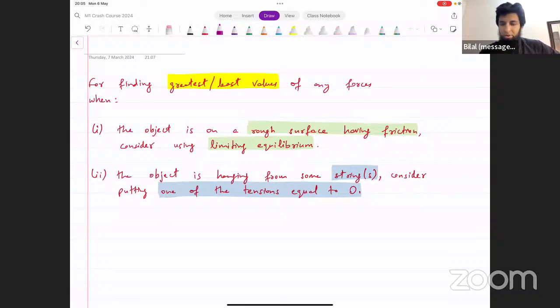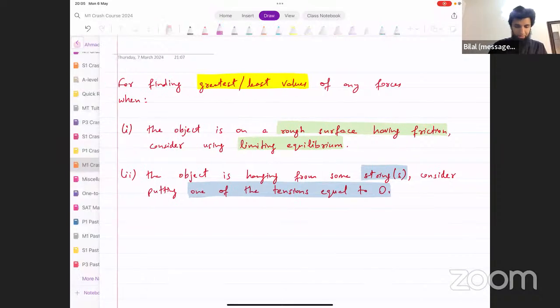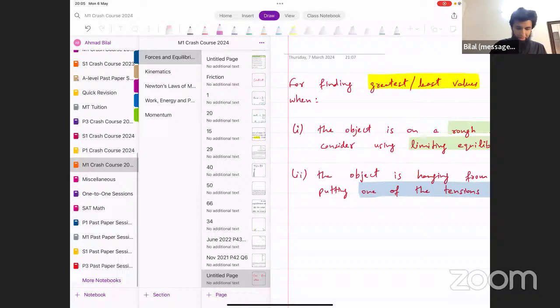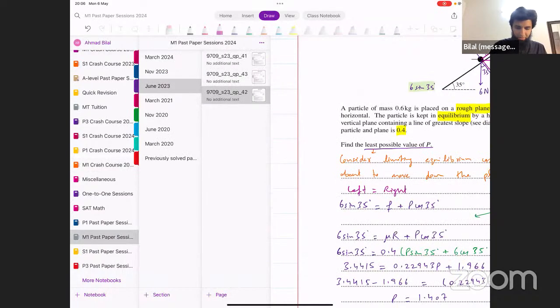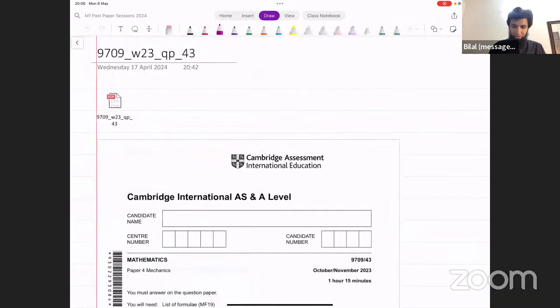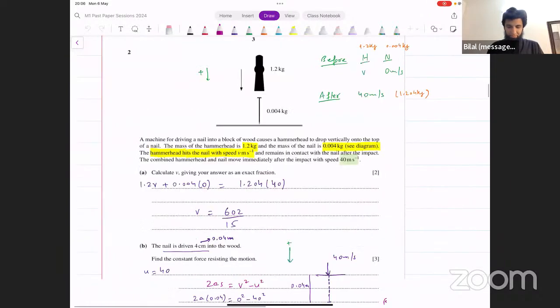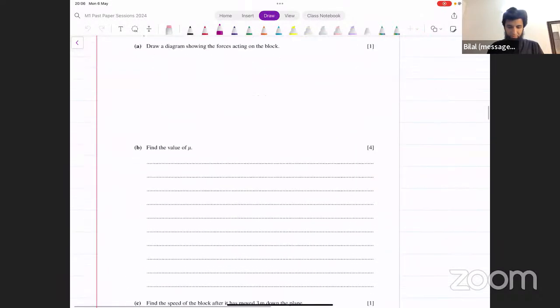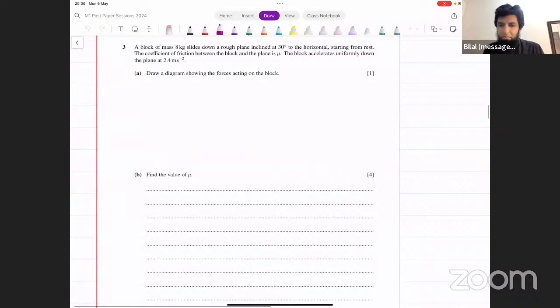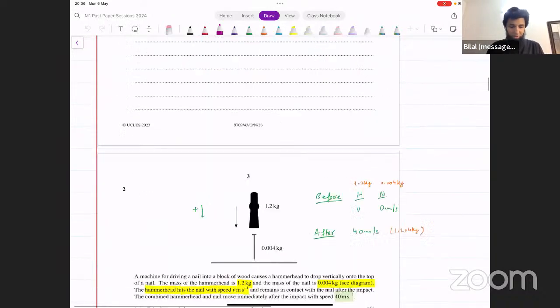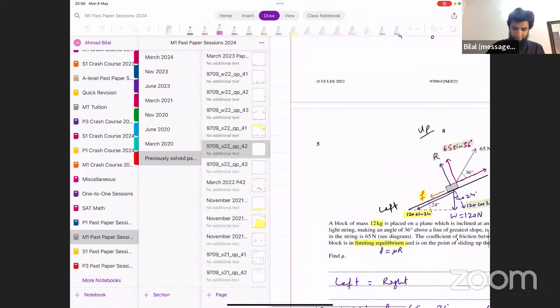Ibrahim, October/November 2022, paper 4-3, question number 3. Okay, let me have a look at that quickly. M1, November, paper 4-3. November 2022. Okay.